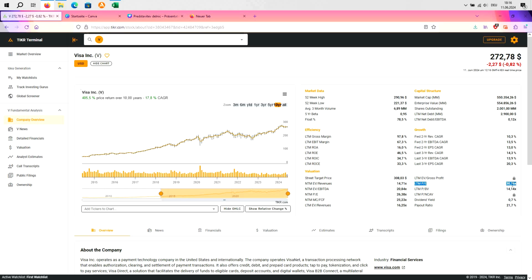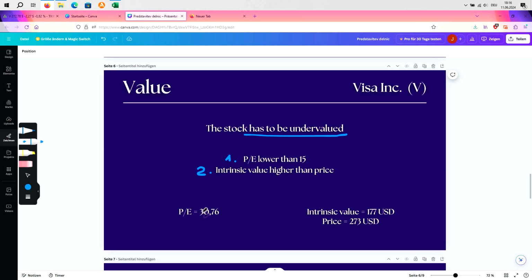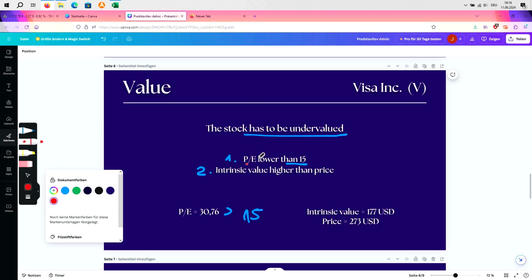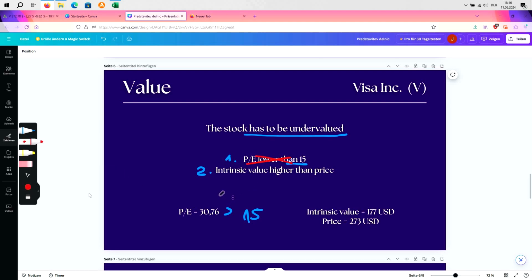It's around 30.76. So I wrote that here, and it is higher than 15. It's higher than 15. So we don't like to see that, okay? This rule is kind of broken already, okay?